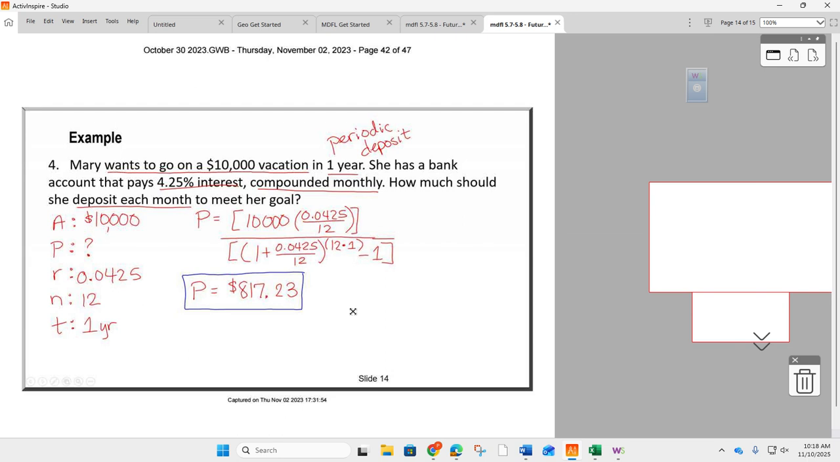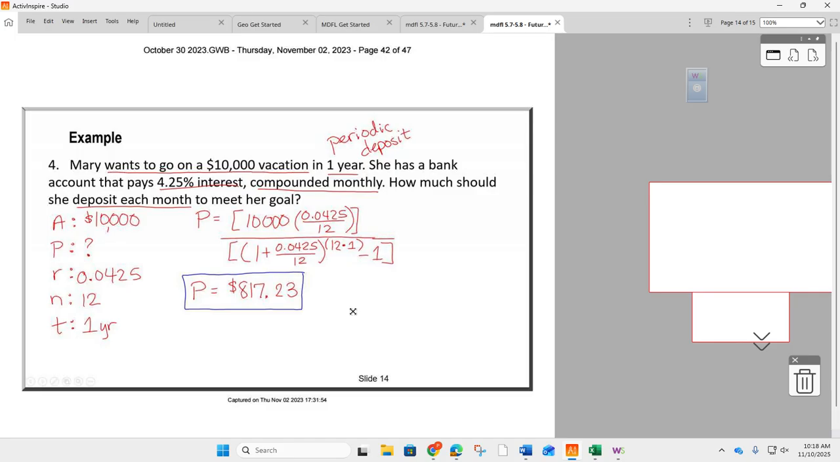How much money is she actually depositing? So she'd be depositing $9,806.76. So remember the difference in that and the ending balance is the amount of interest she earned. And it's free money, so it doesn't seem like a lot, but remember it's free, so why not?